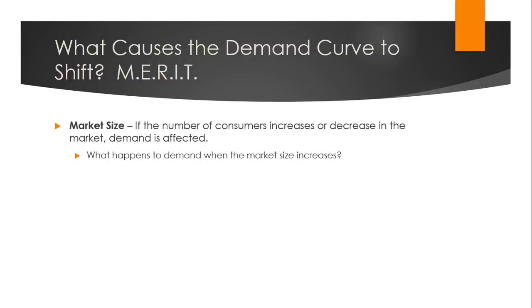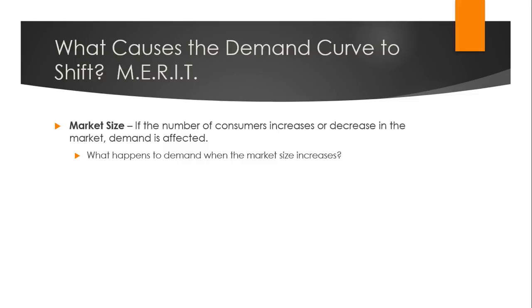Here are the things that cause changes in demand. We're going to use the acronym MERIT, M-E-R-I-T. The first one is market size. Just like it says, the number of consumers either goes up or down. I always use Route 59 as an example. Fifteen years ago, it was probably a two-lane road with a lot of farm fields. The market size increases. So what happened to the demand around there? You need stores, restaurants, gas stations. All these things happened because of the market size.